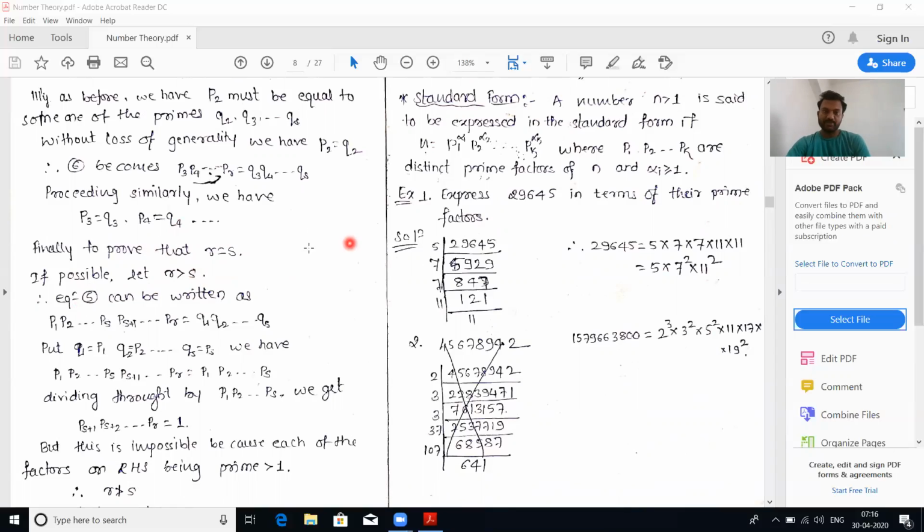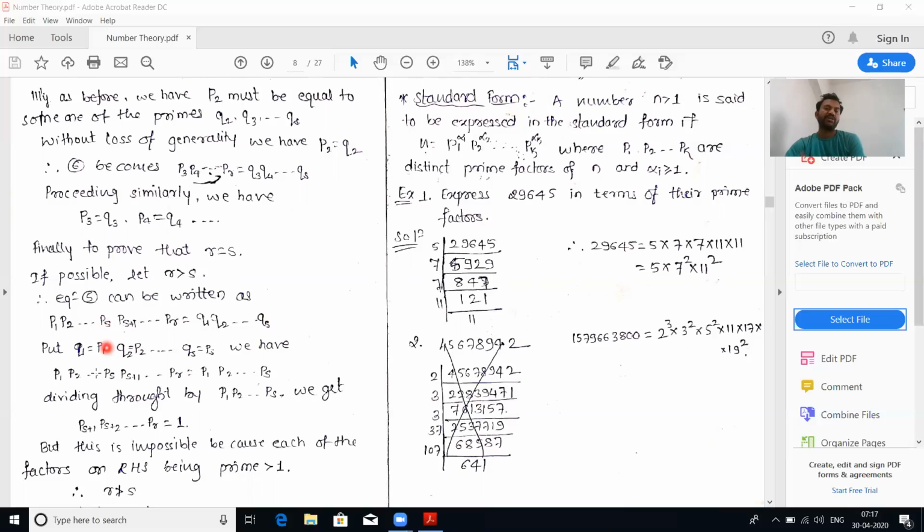It means in this expression, P1 into P2 into P3, and so on up to PR, equals Q1 into Q2 into Q3, and so on up to QS. Suppose R is greater than S, for example, R equal to 10 and S equal to 6. Then on the left side we have P1, P2, P3, up to P6, P7, P8, P9, P10, and on the right side Q1, Q2, Q3, up to only Q6. So here the 6 is repeated: PS, QS, with S equal to 6.